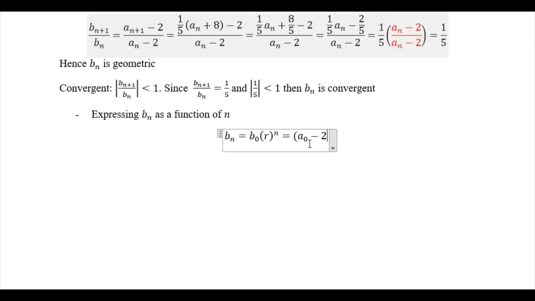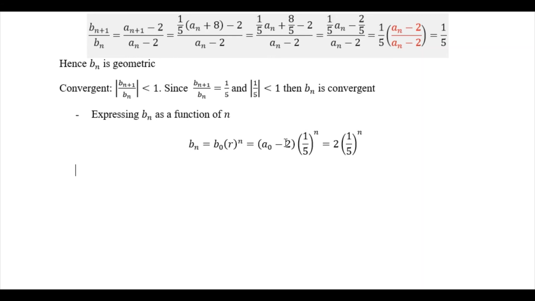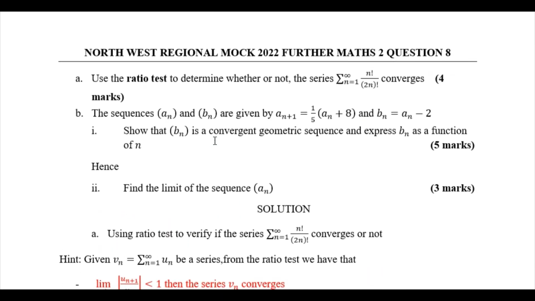A of 0 minus 2. Now the common ratio is 1/5, so we have 1/5 all raised to the power n. Since a of 0 is 4, 4 minus 2 is 2, so you have 2 times 1/5 raised to the power n. So that is b of n in terms of n. So we are done with Roman 1 of part B.